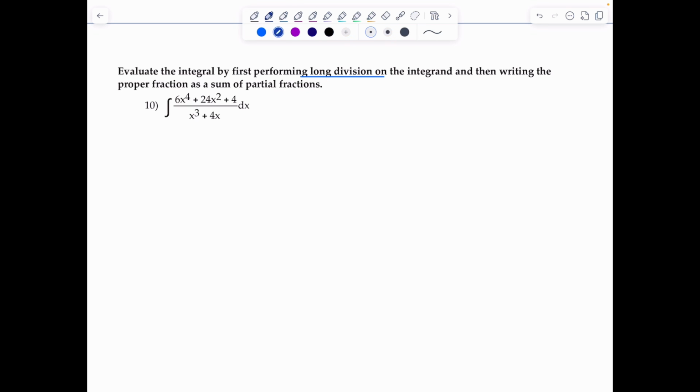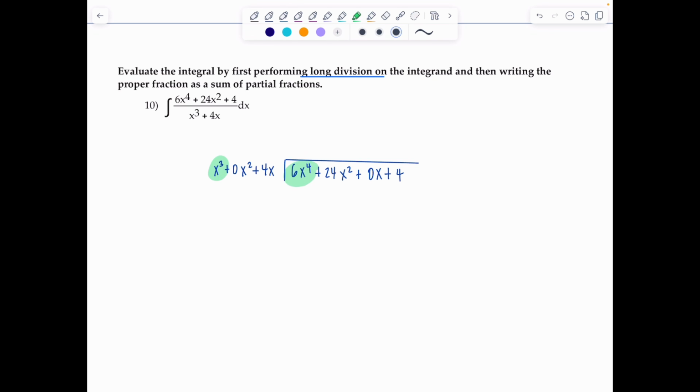So here we go. Let's divide x cubed plus 0x squared as a placeholder plus 4x into 6x to the 4th plus 24x squared plus, let me put 0x plus 4. So just look at the leading terms. What do you multiply x cubed by to make it 6x to the 4th? 6x. And then that distributes. You write the result down here. So 6x to the 4th plus, oh, I didn't put a placeholder for x cubed. Shame on me. 0x cubed plus 24x squared.